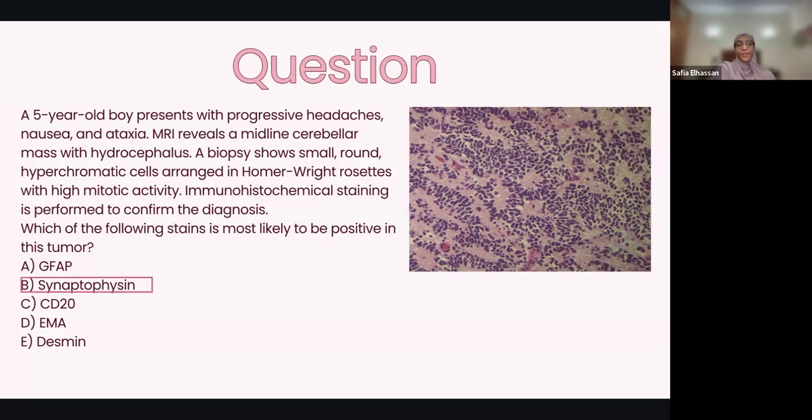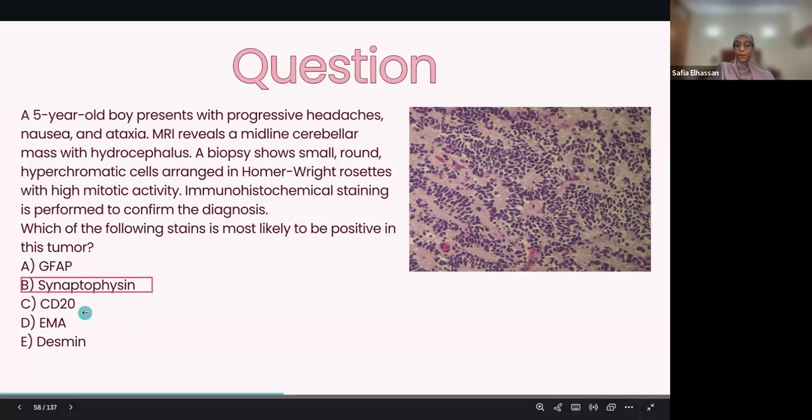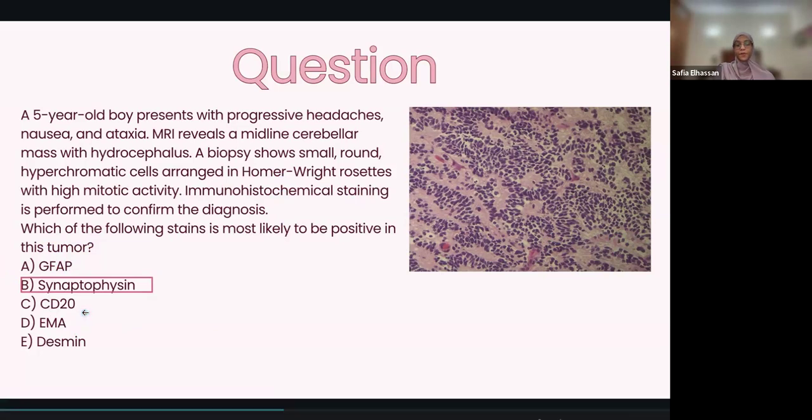First of all, what kind of tumor is this? Medulloblastoma. Yes, correct. So where would we see GFAP? Astrocytes, exactly. So you would see it in astrocytomas. CD20s are B-cell markers, so you'd see them in B-cell lymphomas. EMA, we just took it for ependymomas, and Desmin was not included. I don't think you guys took it.